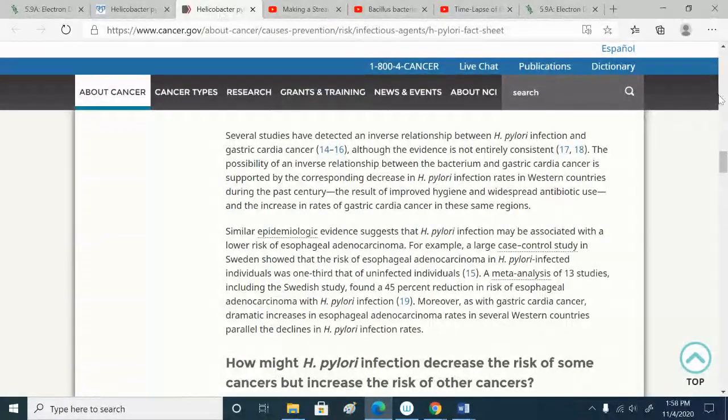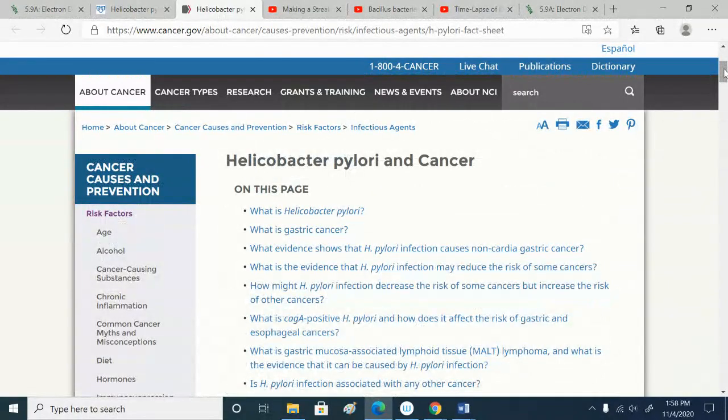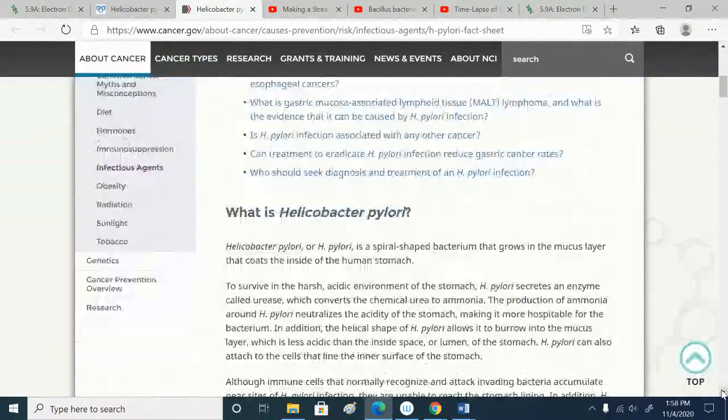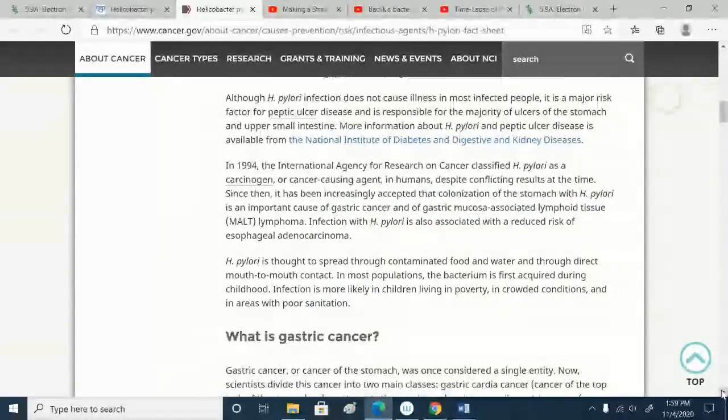Now, what's weird about Helicobacter, as I've said, many people have Helicobacter. It causes no problems. In some people, it could lead to stomach cancer. Exactly how or why, they don't know, but it's a relatively common organism.